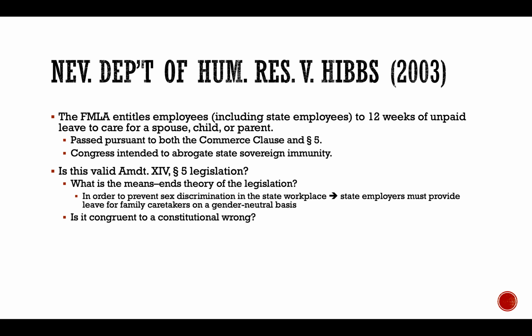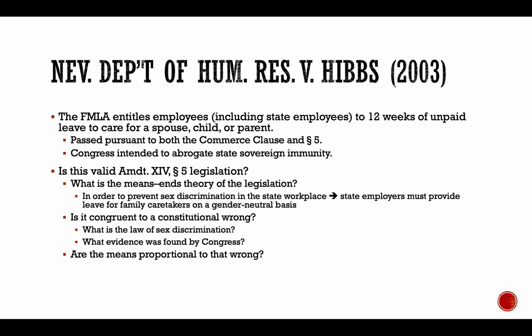So once we understand what the theory is, we have to ask about each side of that arrow. Is the wrong a legitimate constitutional wrong that Congress can try to prevent? So we're going to need to know a little bit about the law of sex discrimination there in order to know whether what Congress has identified is indeed a constitutional wrong. And then if Congress has correctly identified what constitutes a constitutional wrong, what evidence does Congress have that these violations are actually taking place in the states?